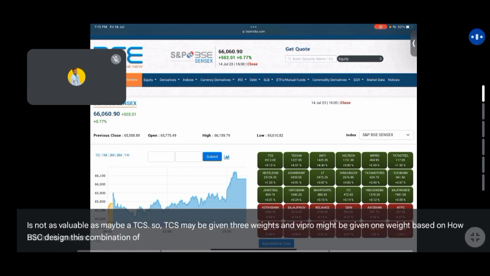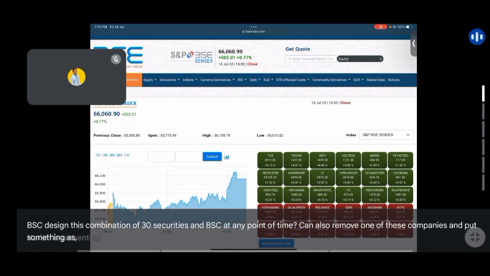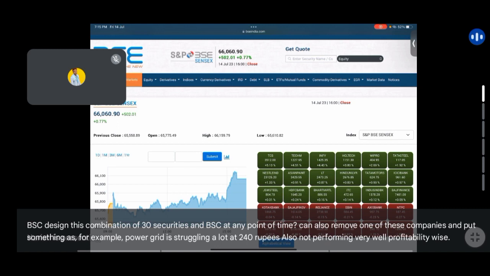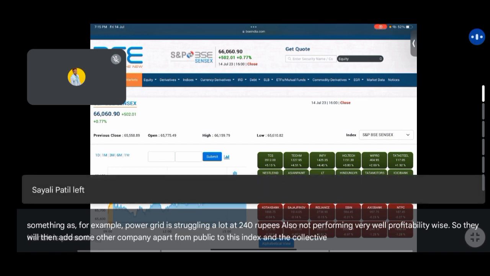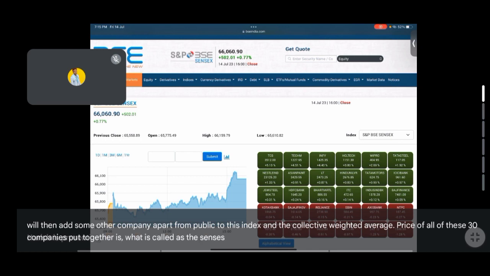combination of 30 securities. And BSE at any point of time can also remove one of these companies and put something else. For example, Powergrid is struggling a lot at 240 rupees. Also not performing very well profitability-wise. So they will then add some other company apart from Powergrid to this index, and the collective weighted average price of all of these 30 companies put together is what is called as the Sensex.